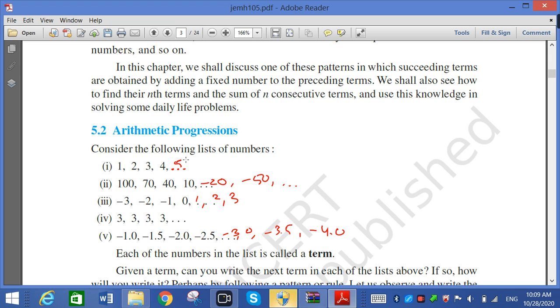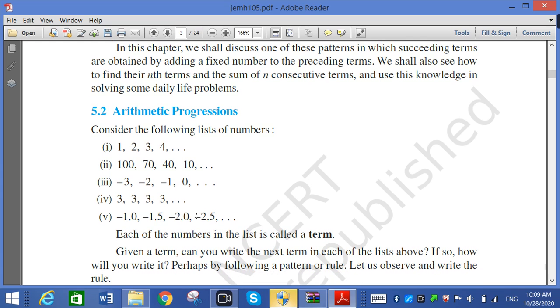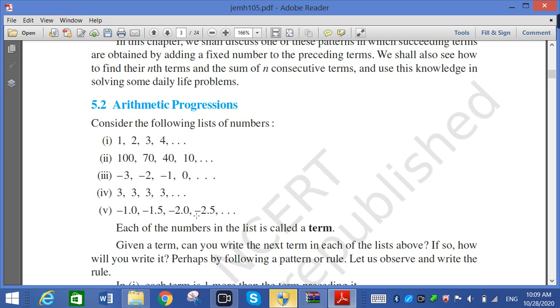Here it is 5, 6 and 7. So in mathematics, what do we call all of these? First we call it a term. What do we call it? Term. Here it is a term.